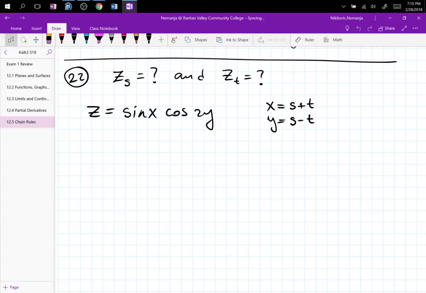What I'm saying is, if you have a constant, say it's just z sine x, and instead of cosine 2y it's 5, right? So the derivative of that is 5 x, right? Because the constant is still multiplied. You see what I'm saying?